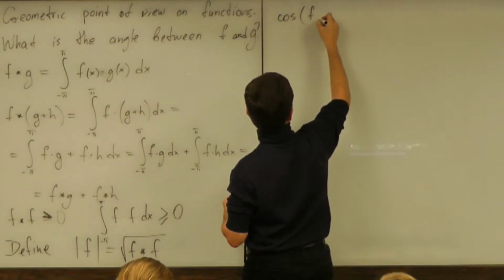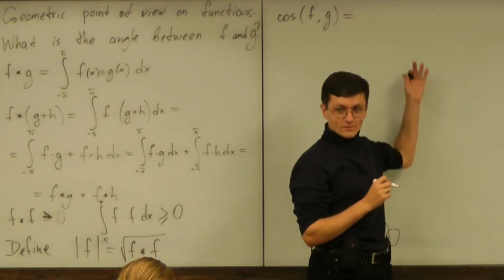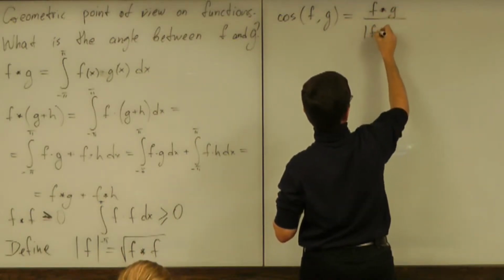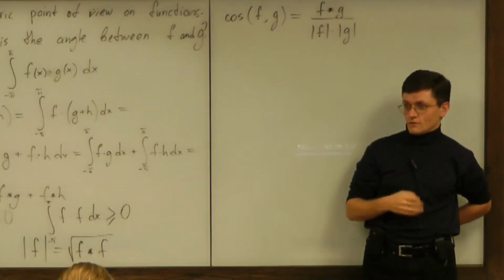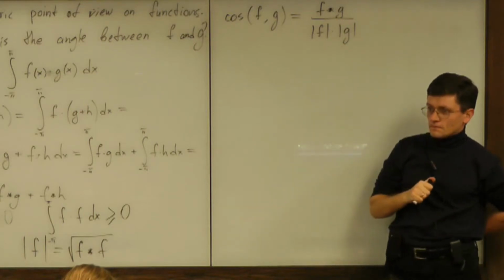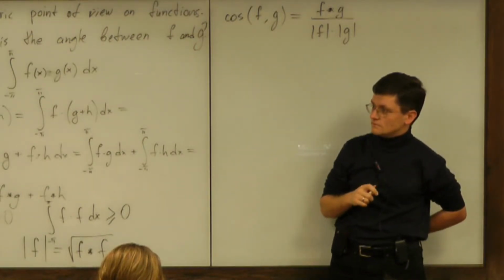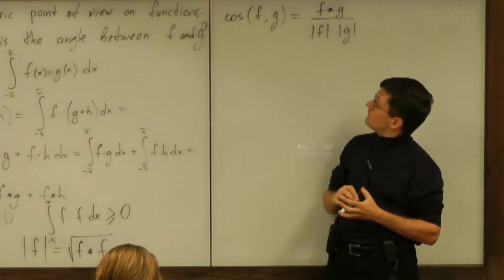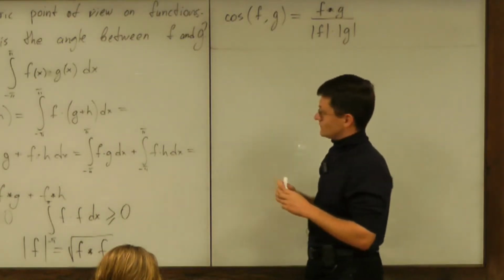Cosine of the angle between two functions. You should all know that formula by now, right? It is f dot product g divided by magnitude of f times magnitude of g. The only thing is that the meaning of those magnitudes and the dot product is the integral. But now I have a meaningful way of saying what the angle is between any two functions. Okay, so that's the computational part.